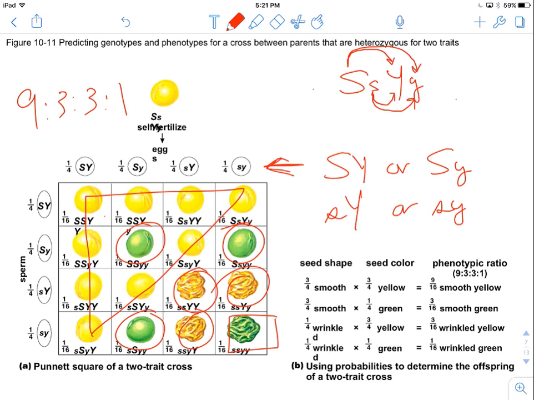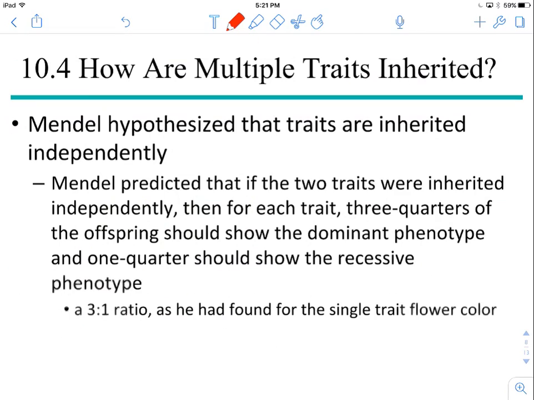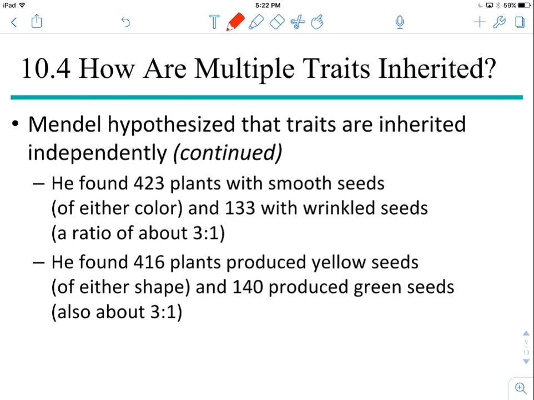Now, what does this all mean? So Mendel hypothesized that traits are inherited independently. And if this is starting to sound like the law of independent assortment, you are right. It's the law of independent assortment. So if the two traits were inherited independently, then each trait by itself should show that 3-to-1 ratio that he had seen for a single trait. And that's exactly what they did.